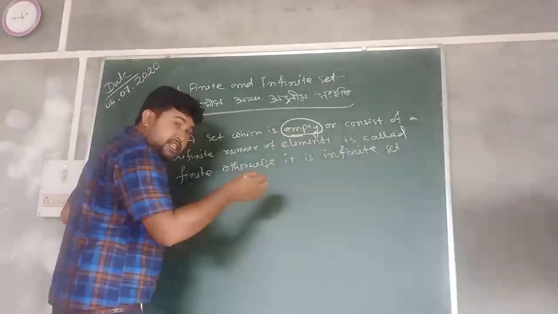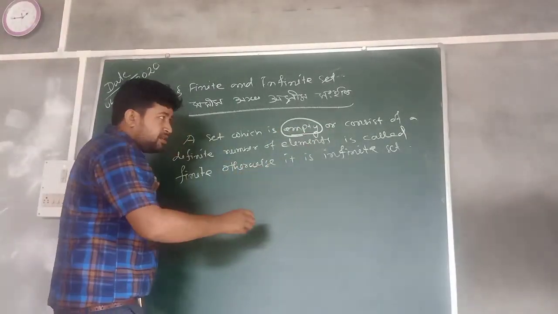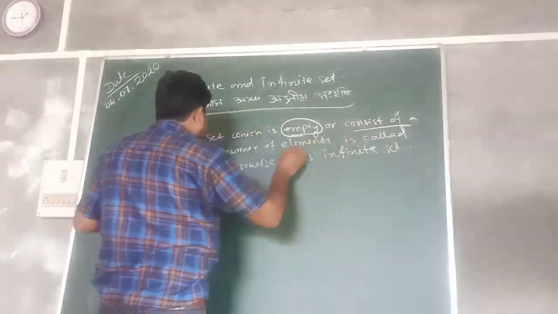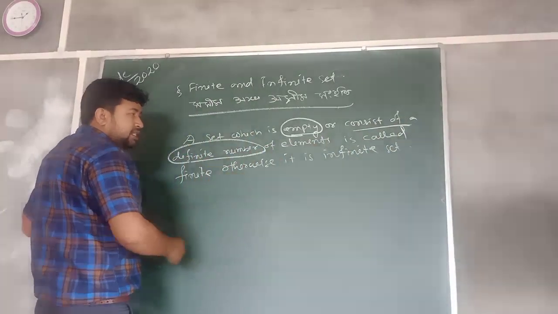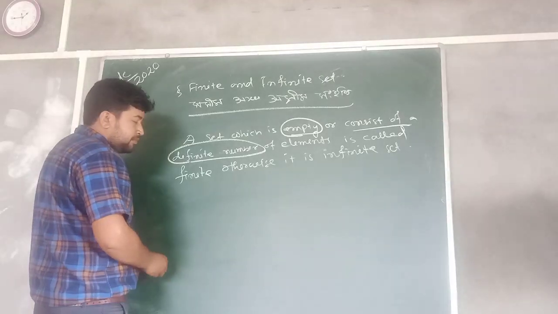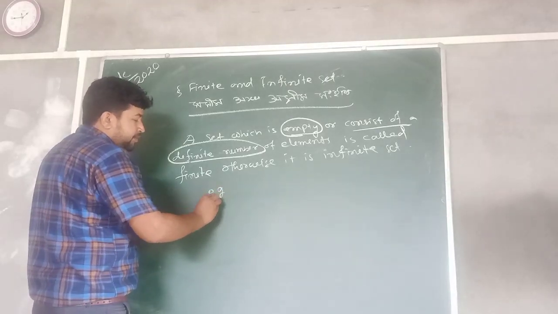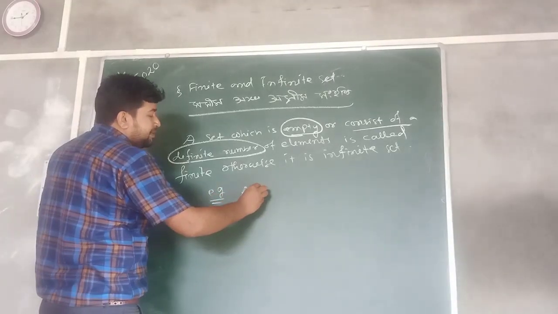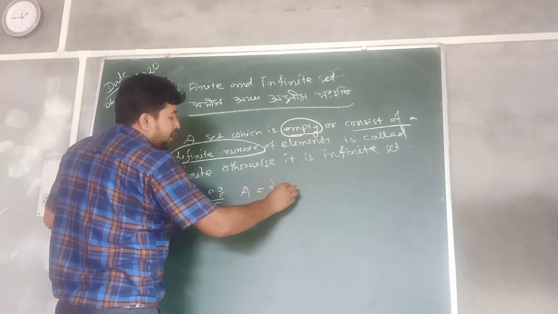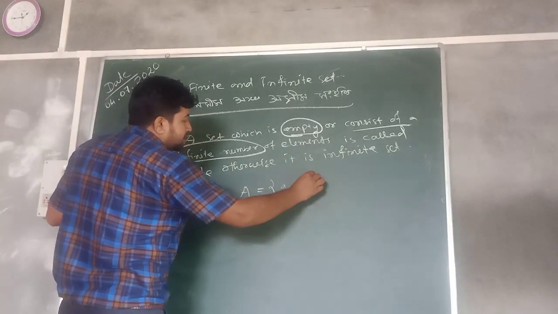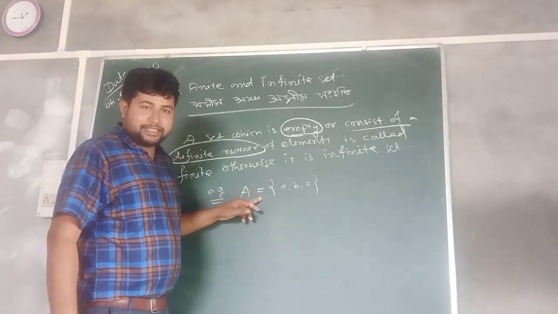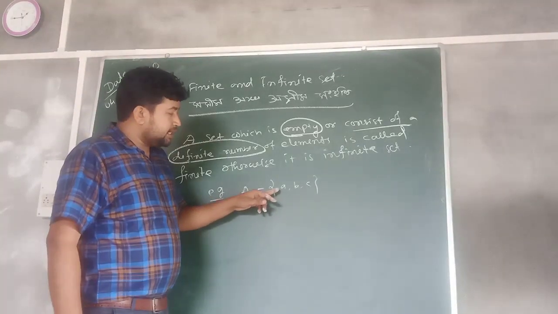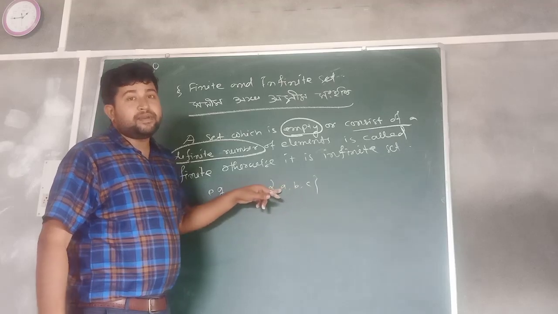A set which is empty, that means an empty set is also a finite set, or consists of a definite number of elements is called finite, otherwise it is infinite. For example, suppose a set capital A is equal to small a, small b, small c. This is a finite set because there is a definite number of elements.